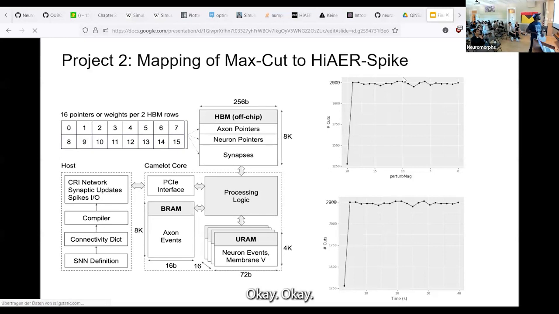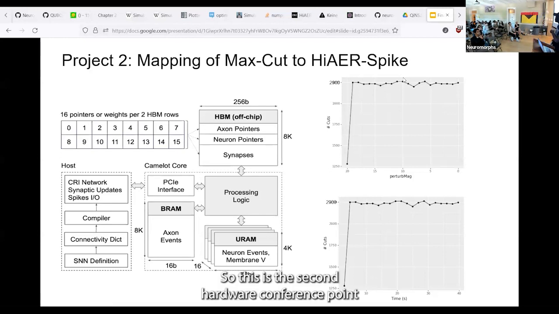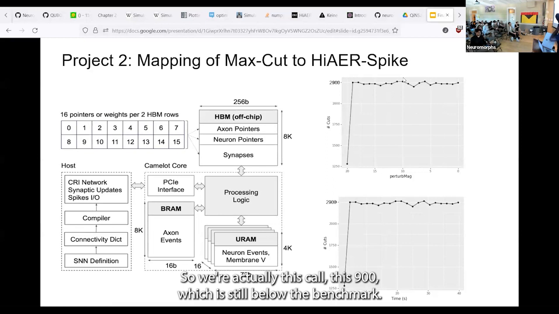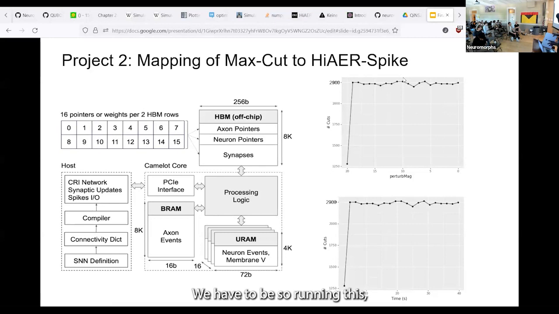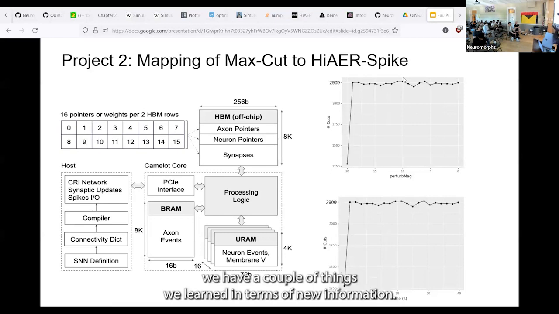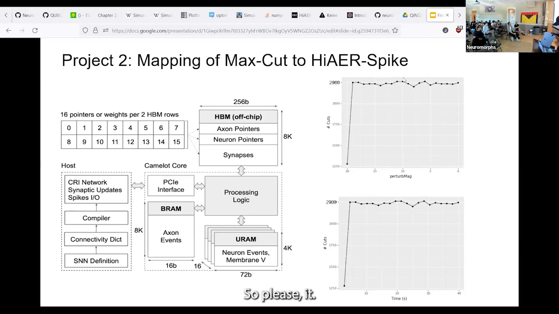Okay, so this is just the second hardware that has spikes, through which we used stochastic LIF. We achieved a score of 2900, which is still below the benchmark we have today. In running this, we learned a couple of things in terms of neuron formation, oscillators, and also leakage. Leakage didn't improve the results in any way. So in terms of implementing the model on hardware, this is how it can be improved further.